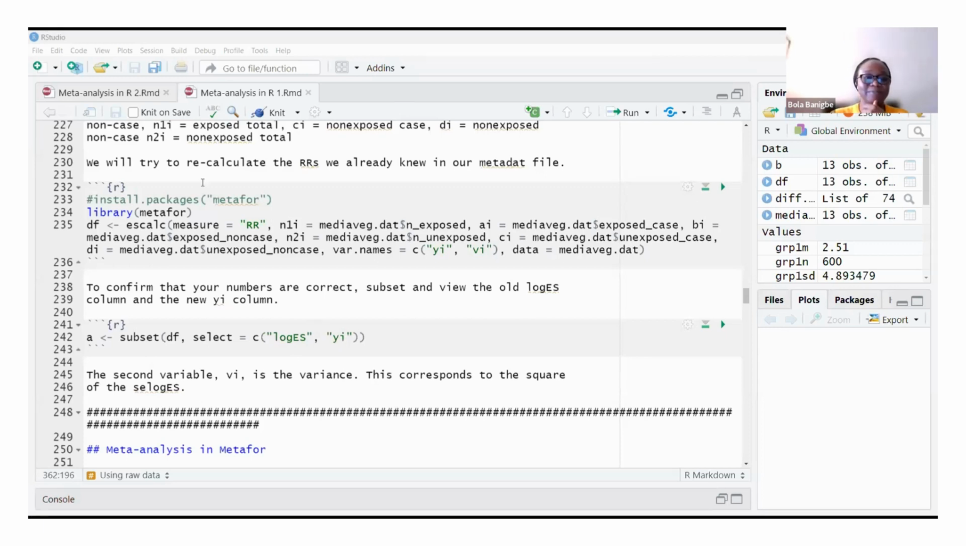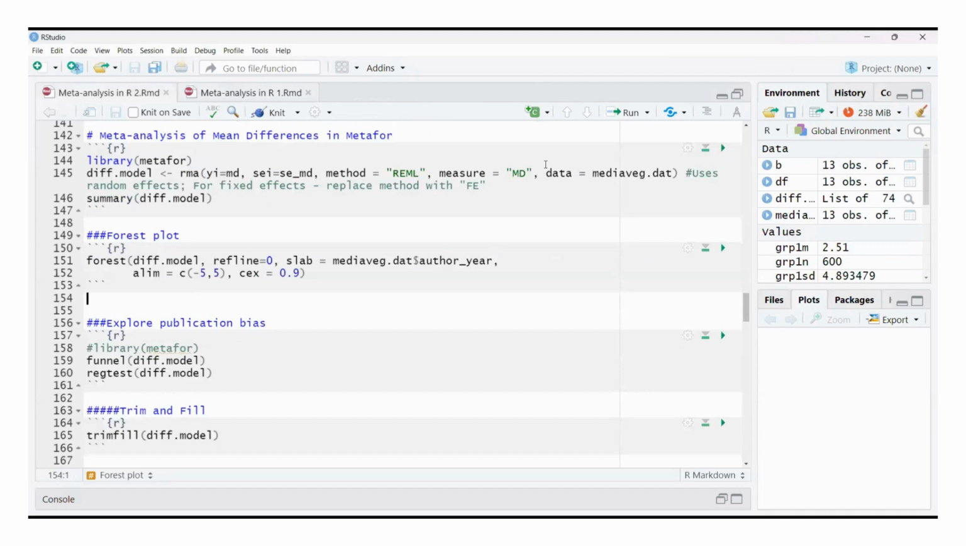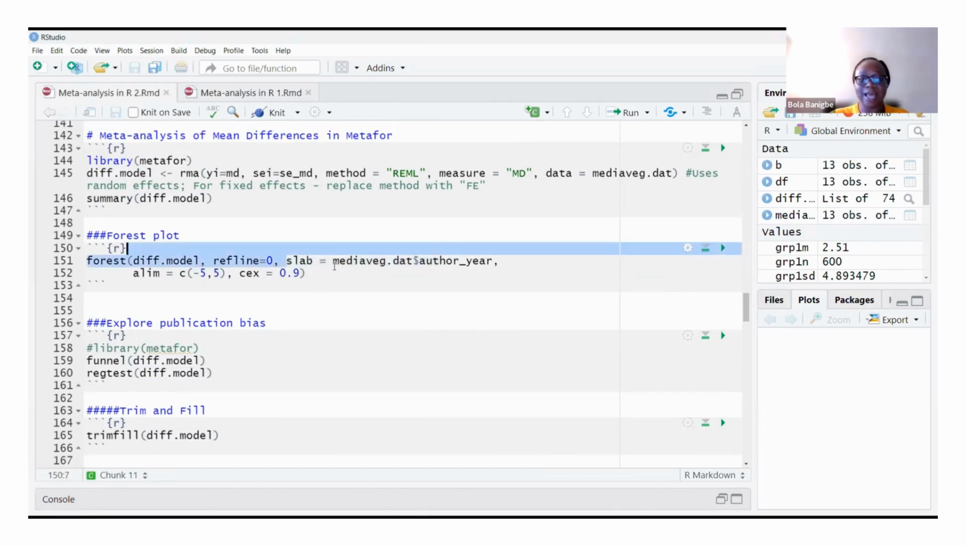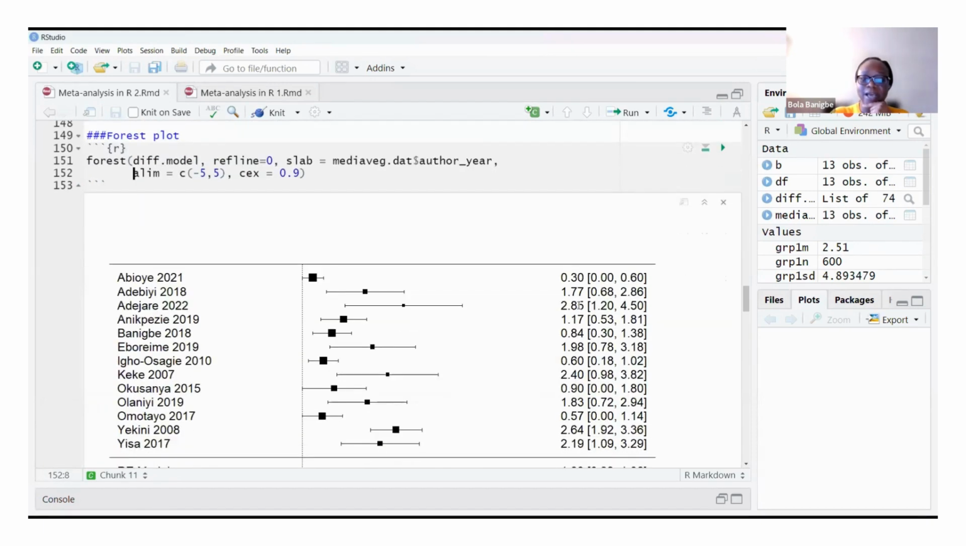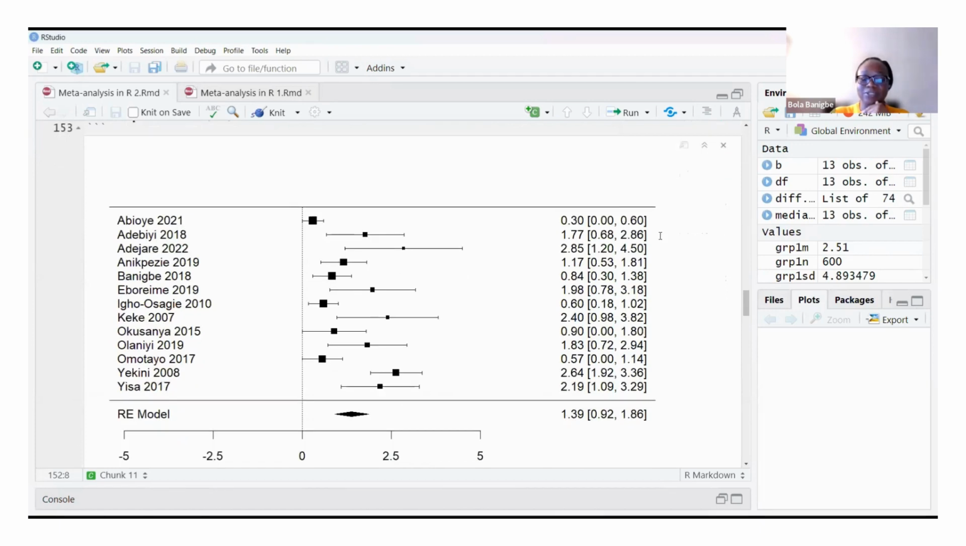Can everyone see my screen? Yes, we can. Okay, thank you. So we were going to plot our first plot. At this point, we're just going to call up the command forest. This is the name of our model, the model that we set up here. The reference line, the line of no effect, is at one. This is the label. This is the x-axis limit. And so we'll run it. And here we are. Does anybody want to refresh our memory as to what this is about? Anybody want to talk us through this forest plot?